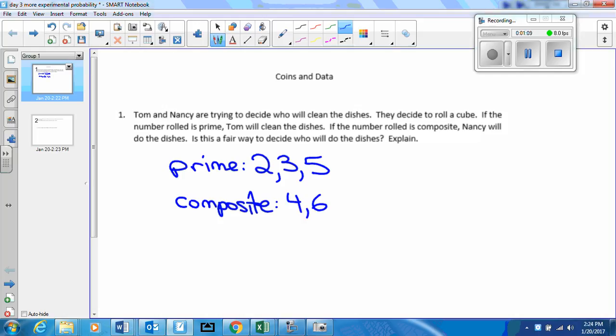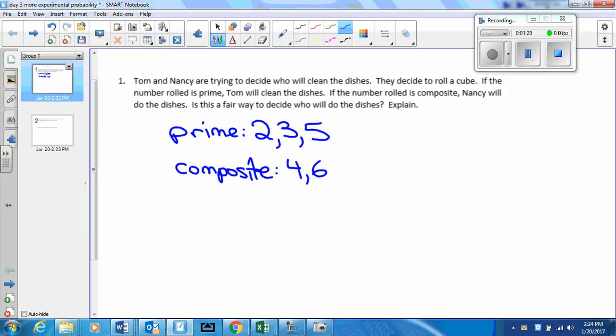So looking at these results, we can see that you're more likely to have a prime number than a composite number. Because of that, it is not a fair way to decide who does the dishes, because in the long run, we would expect Tom to do the dishes more often than Nancy. So this is not fair.